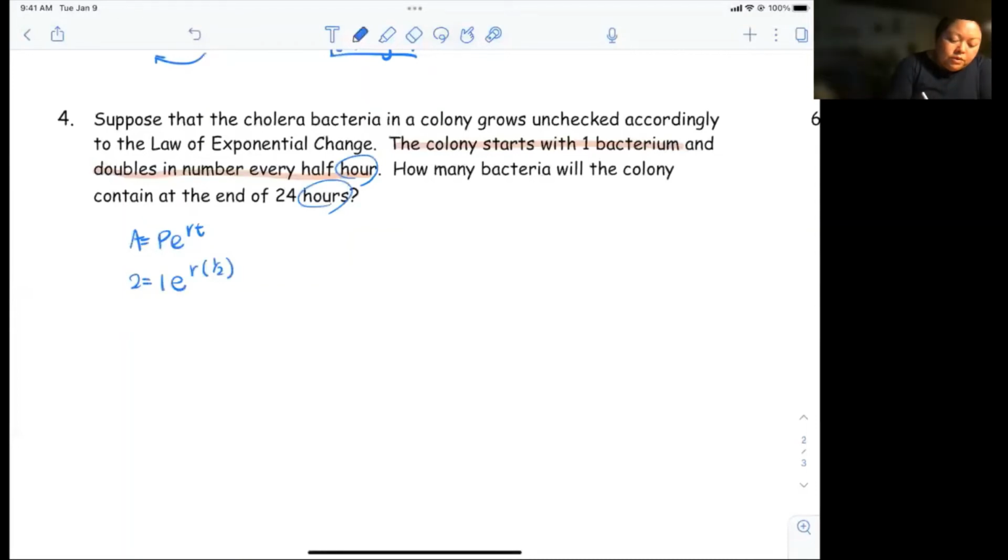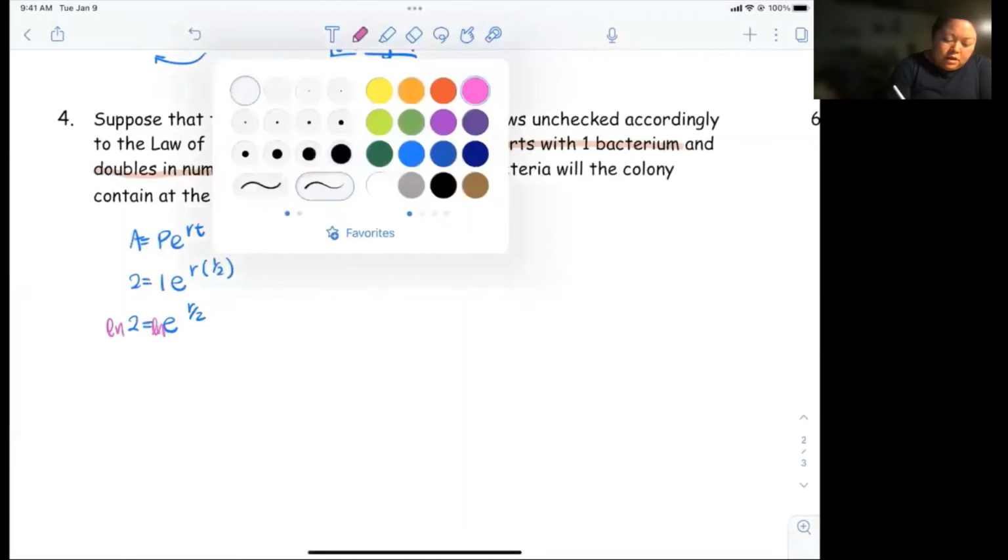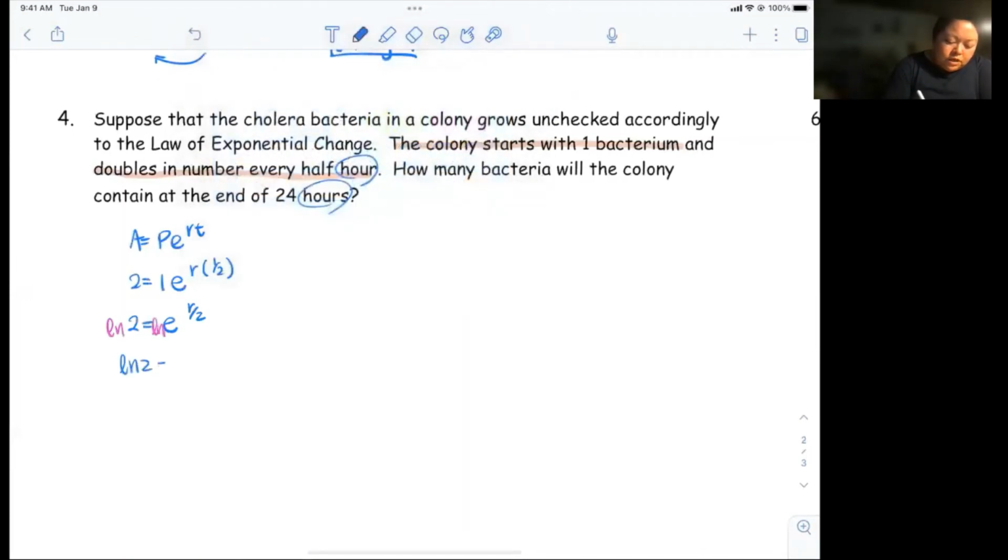So divide by 1 on both sides, you get 2 equals e to the r over 2. Okay, take natural log of both sides to get the e to be gone. So you have natural log of 2 equals r over 2. Last but not least, multiply both sides by 2. So natural log of 2 is my rate.